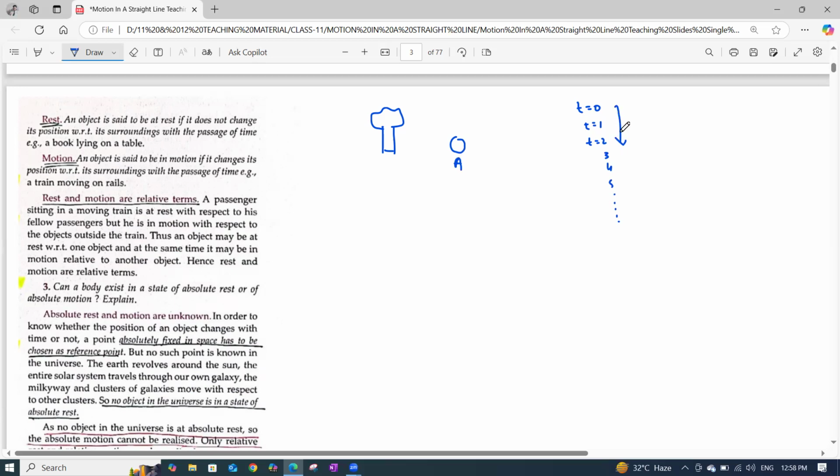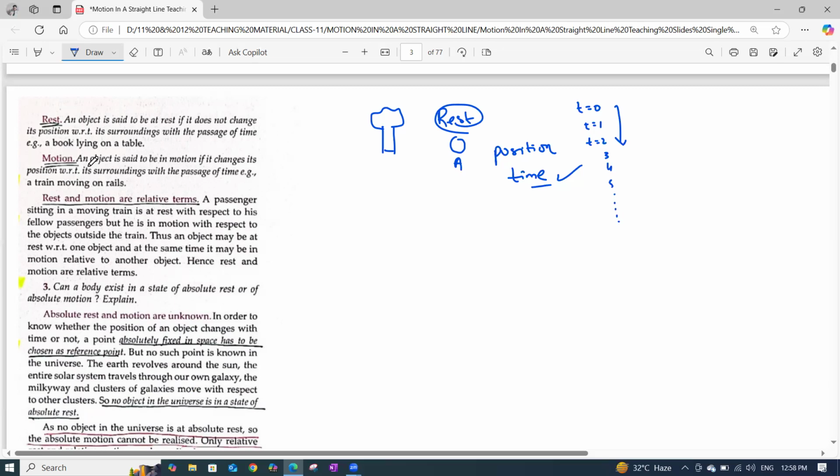Though time is increasing, there is no change in its position. Such type of conditions we are calling as rest. If there is no change in its position at the same time, so time is increasing, position there is no change, we can call that state as rest.